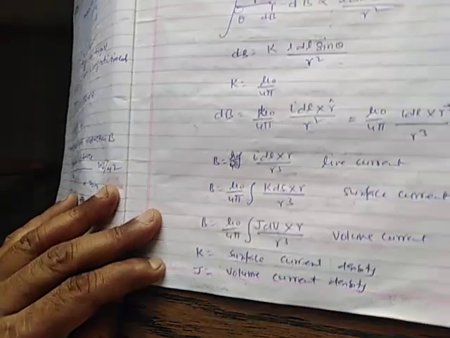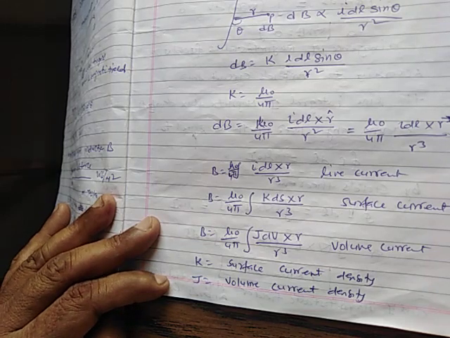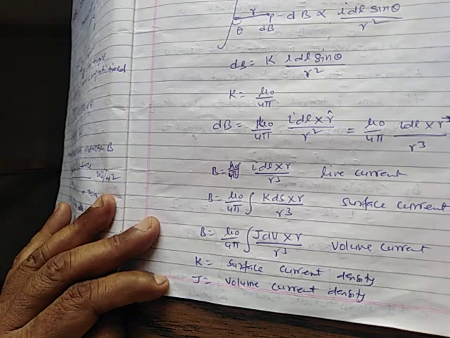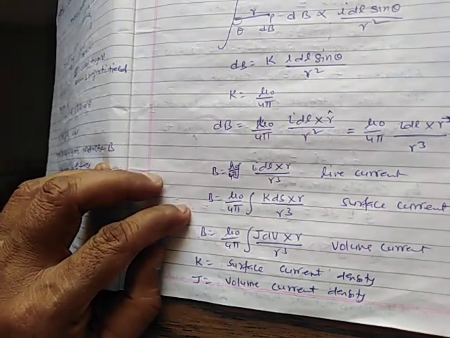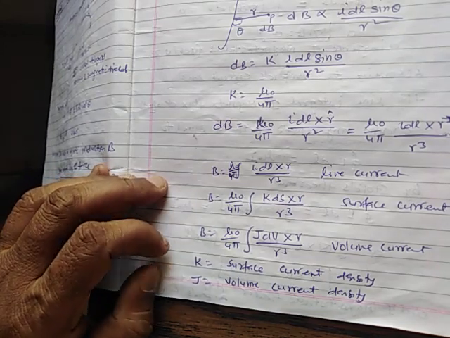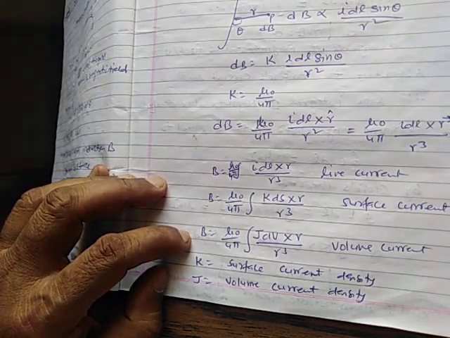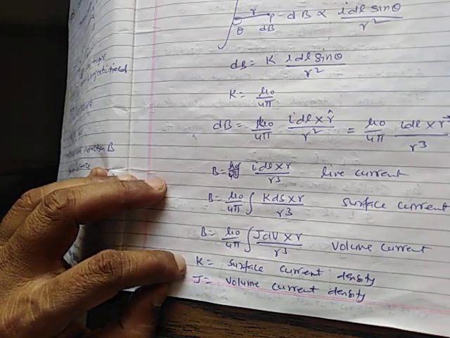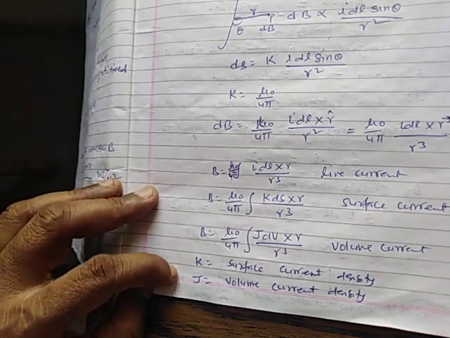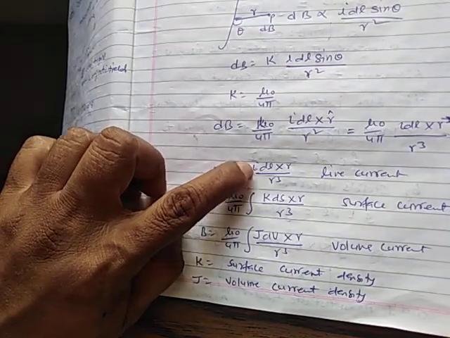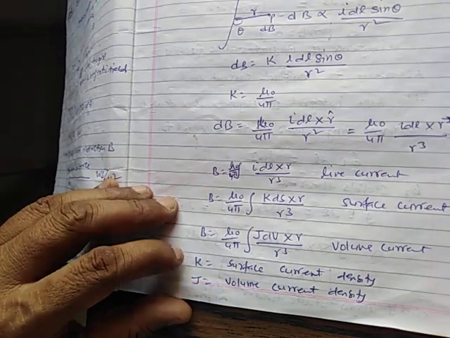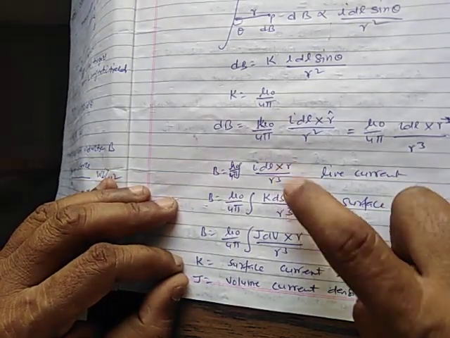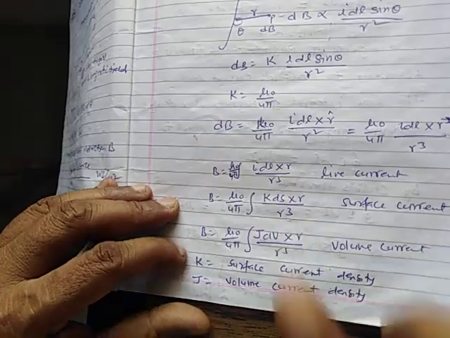We can write this Biot-Savart's law in different forms. If the current carrying conductor is in the form of a line, then we can write like this. If it is a surface current, then we can write like this, and if it is a volume current element, then we can write like this, where K is surface current density and J is volume current density. Here I is the line current, K the surface current density, J the volume current density, and we have used the line integral, surface integral, and volume integral for them.